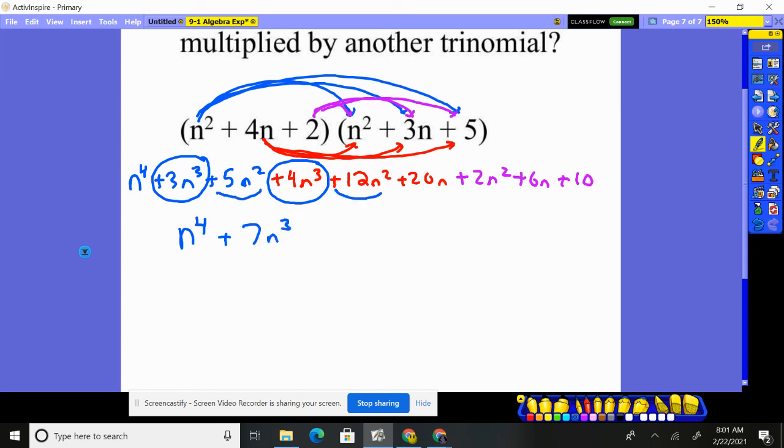5n squared, 12n squared, 2n squared. That's 19n squared. And then finally, 20n plus 6n is 26n. That's all that can be combined. And don't forget, you still have the 10 right there. And there's our final answer. It takes a little while. Just be careful and you'll be fine.